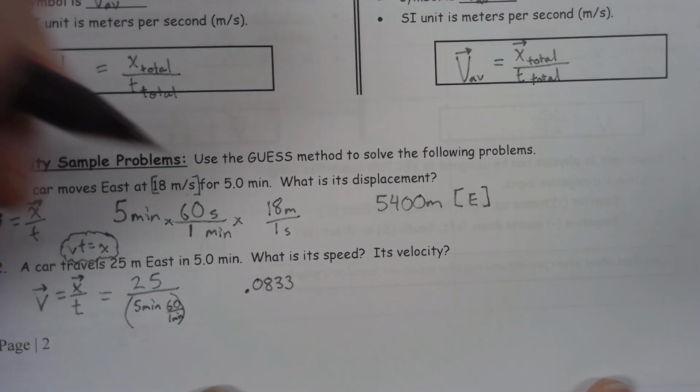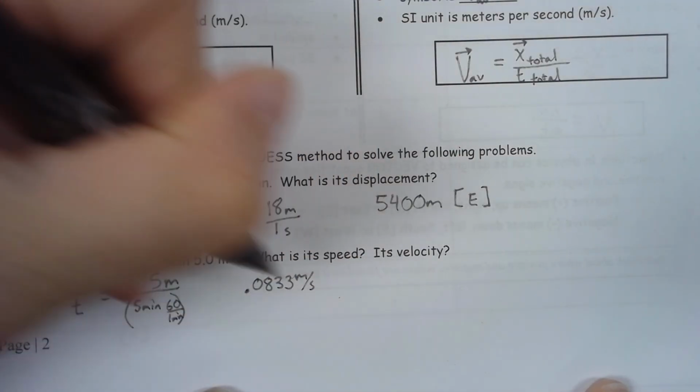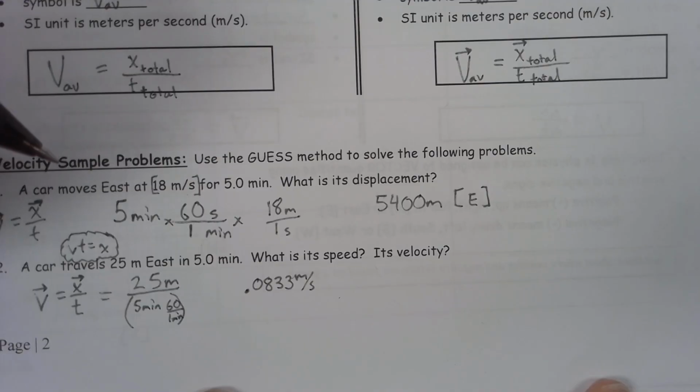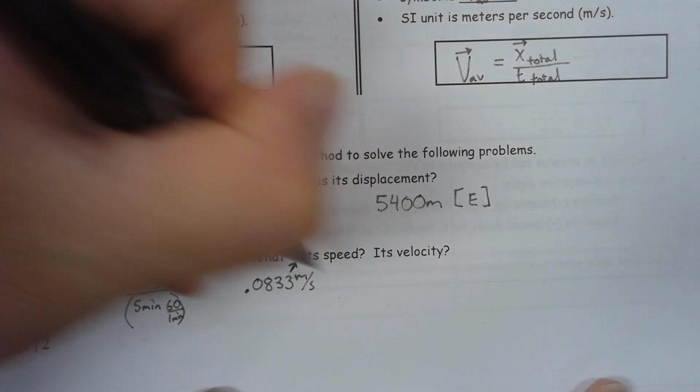What units is that? Meters per second. That's its speed. How would I record its velocity then?